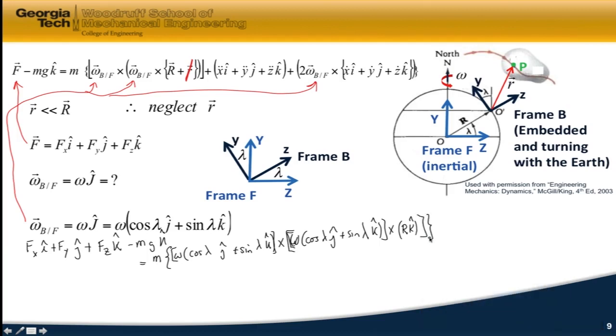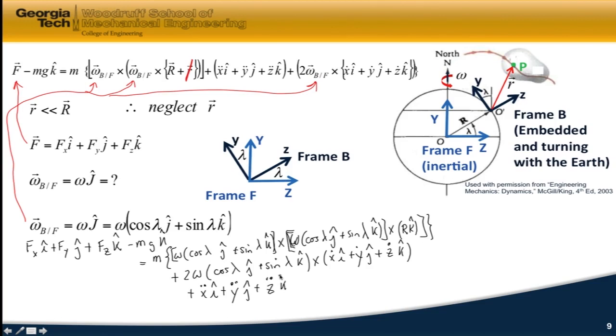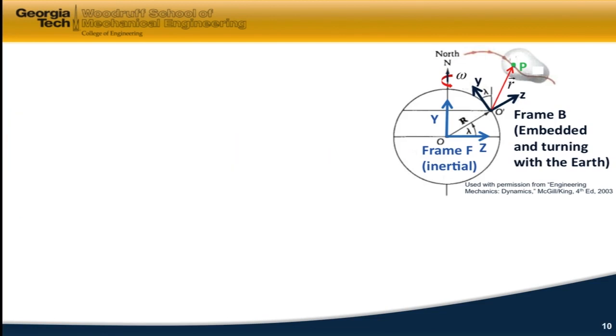And then I've got plus 2 times omega. Omega again is omega times cosine lambda j plus sine lambda k. And that's crossed with my relative velocity, which is x dot i plus y dot j plus z dot k. And then all I'm left with is my relative acceleration, which is plus x double dot i plus y double dot j plus z double dot k. And that's the expression. Let's clean that up here, and this is the result you get.